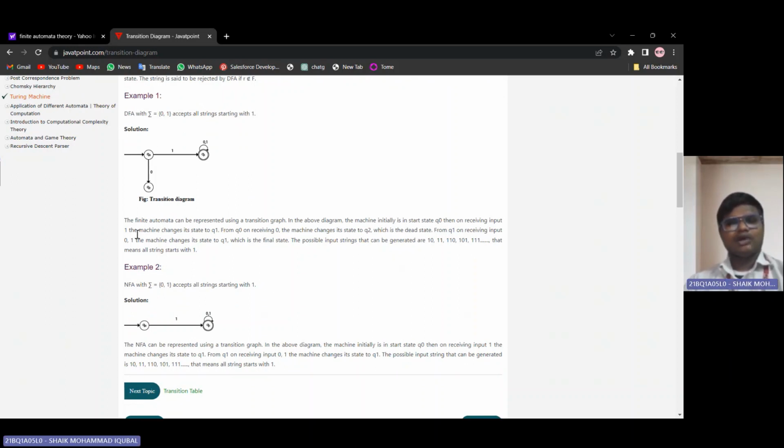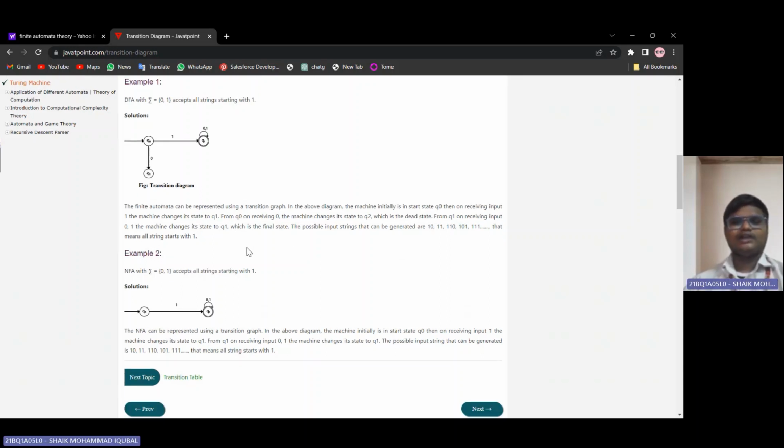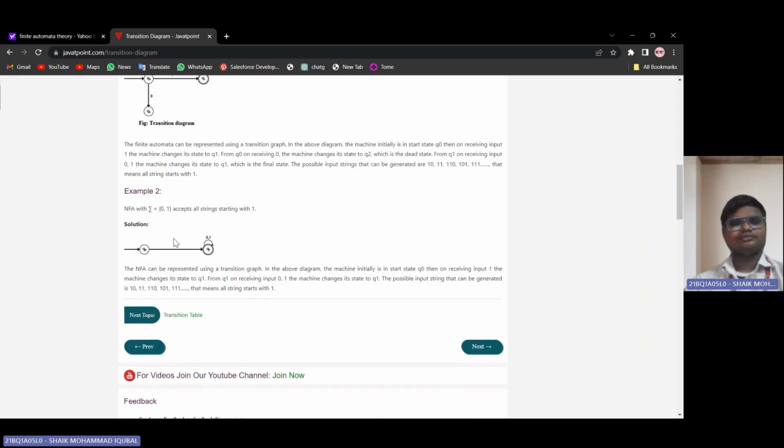Then on receiving the input 1, the machine changes its state to Q1. From Q0 on receiving 0, the machine changes its state to Q2, which is dead state. From Q1 on receiving input 0, 1, the machine stays in Q1, which is final state. The possible input strings that can be generated are 1011, 110, 101, and so on. That means all strings start with 1.